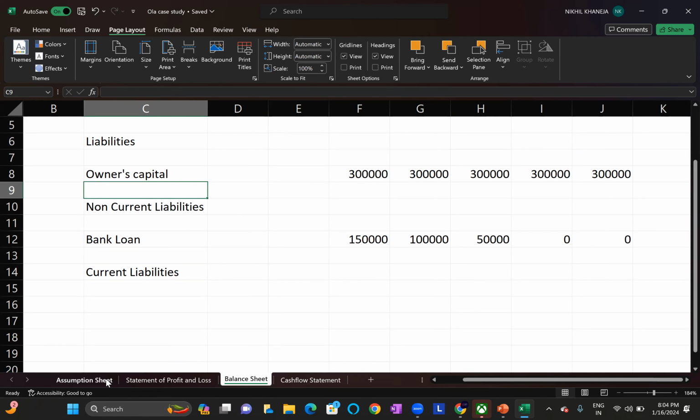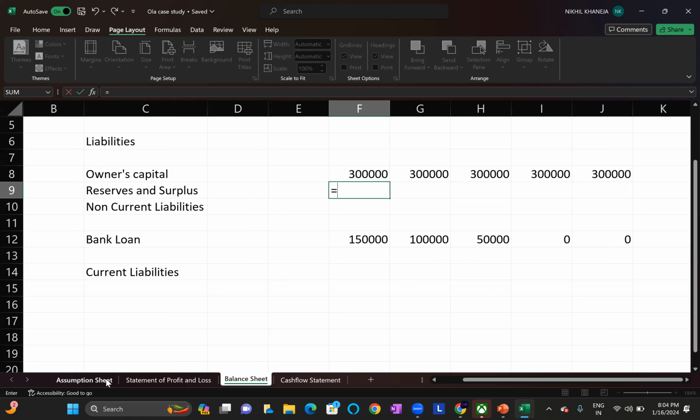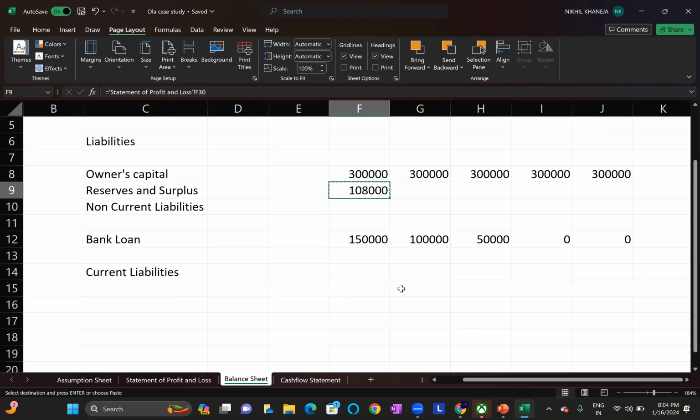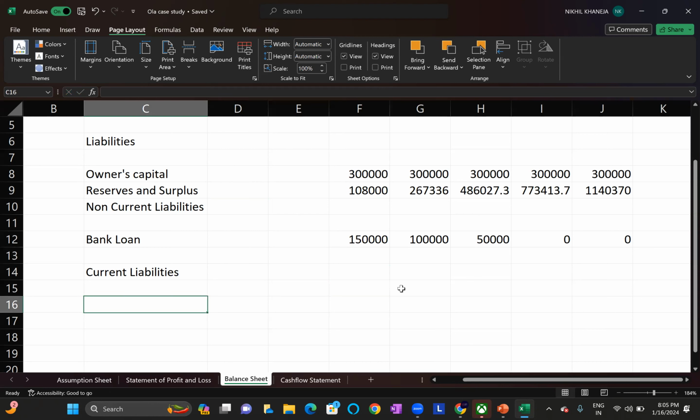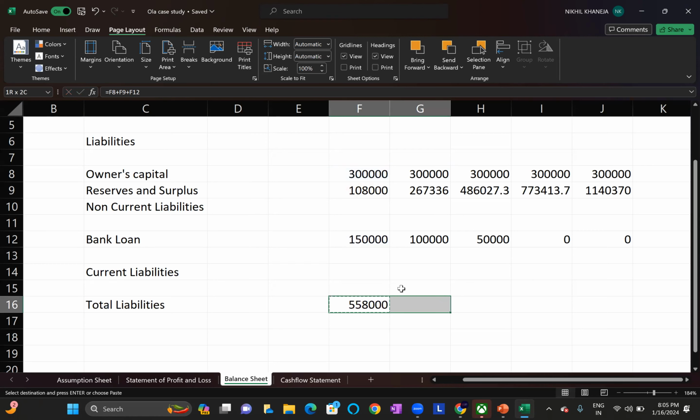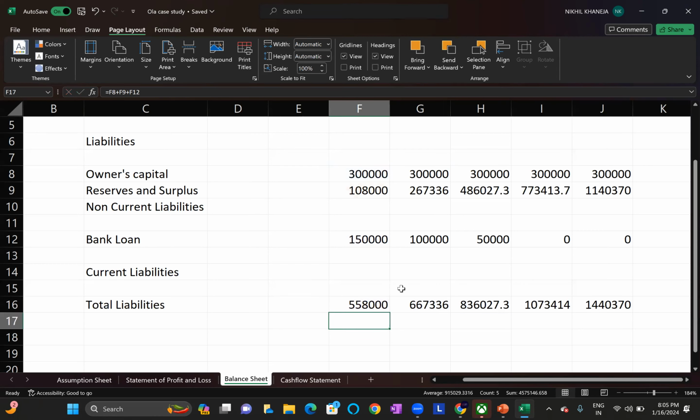One thing is missing, reserves and surplus. We just calculated it in the P&L statement. This accumulated profit. Control C, drag it for remaining years. Okay, here we got total liabilities. I will just sum up all these things. So this is total of my liabilities for all the 5 years.